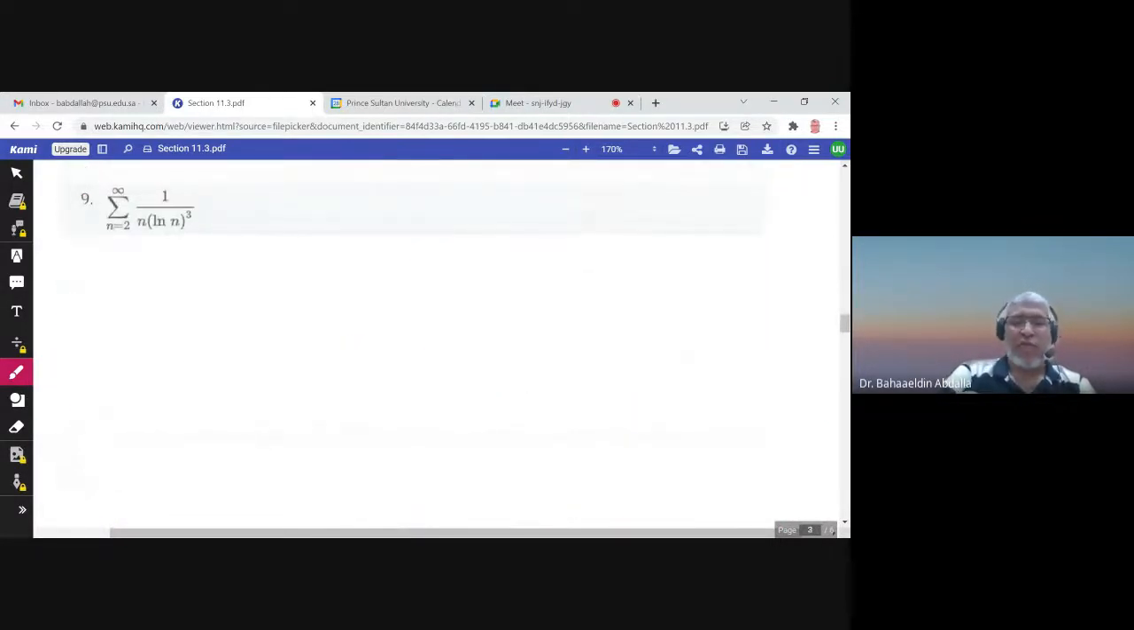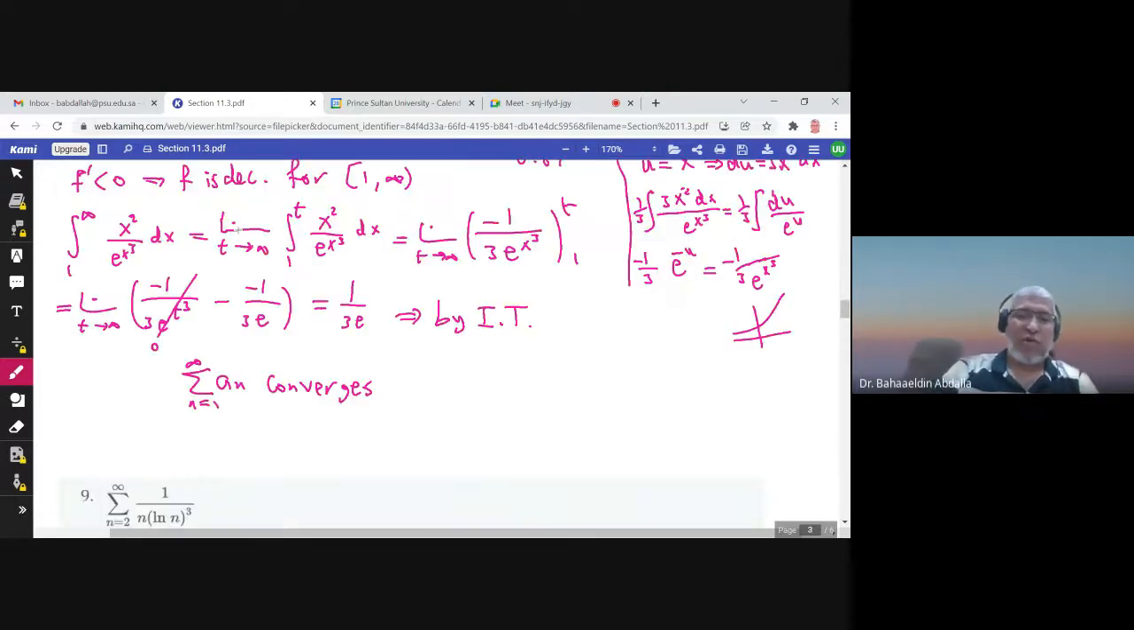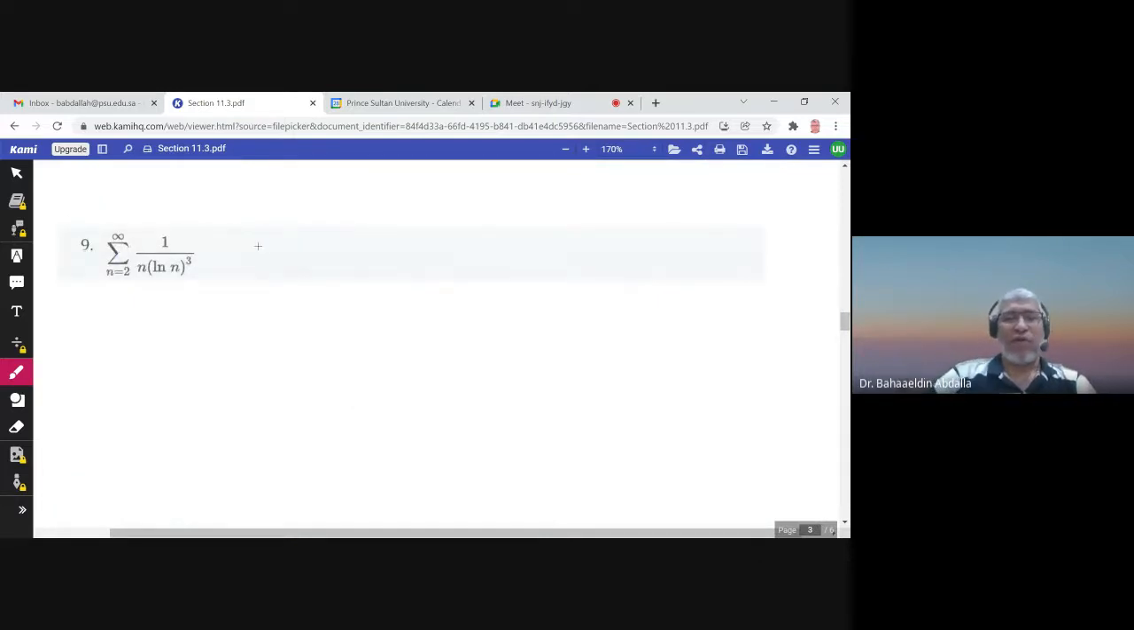So let us prove the convergence of this one. When I see this form, I immediately use the integral test, although he also said in the question here, use the integral test. So I consider the function 1 over x times (ln x) to the power 3. And again, the domain of this function is from 0 to infinity, so 1 to infinity is in the domain. So f is continuous, positive, from 1 to infinity. And let us find the derivative.